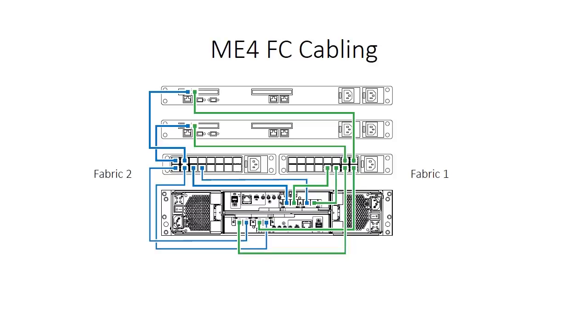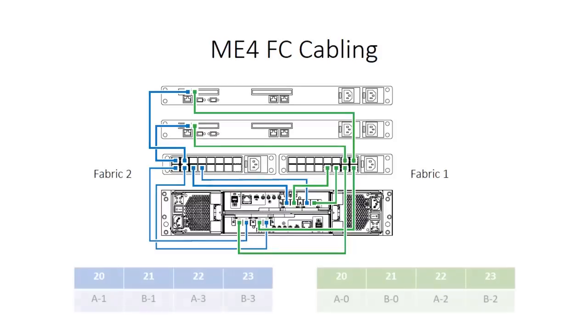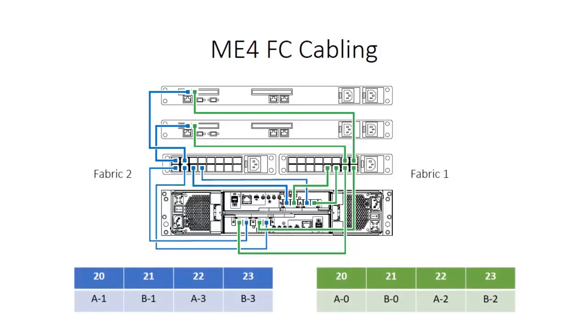This demonstration is attaching a Windows 2016 server to an ME4 Fiber Channel Array. Before we begin, it is important to understand the layout. This ME4 has four Fiber Channel ports on each controller. The Fiber Channel ports are cabled redundantly to two different Fiber Channel switches.